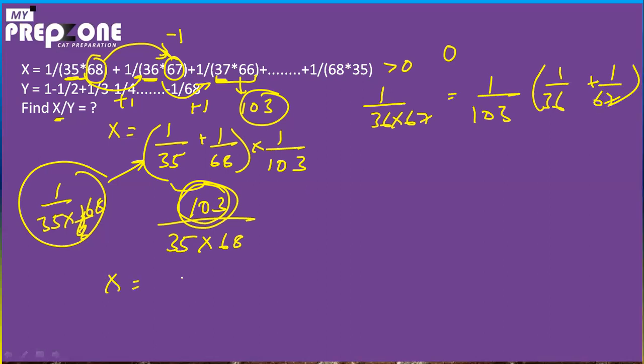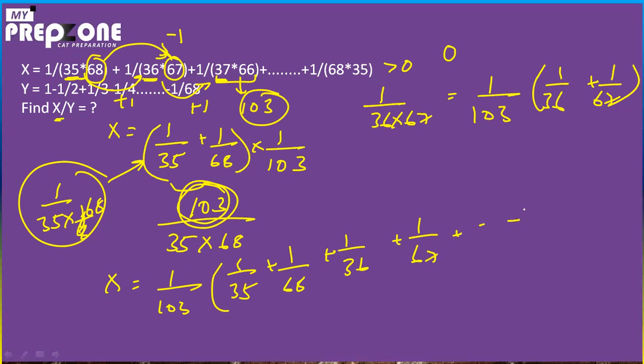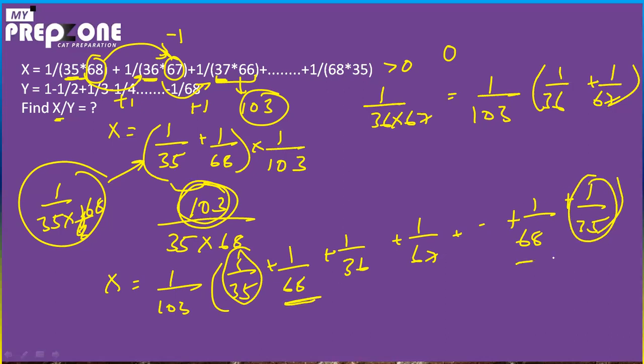And if you just write the expression, you can take 1 by 103 common. First term will be 1 by 35 plus 1 by 68. Second term would be 1 by 36 plus 1 by 67, and so on and so forth. And my last term would be 1 by 68 plus 1 by 35. Right. Now, another interesting observation is the first term becomes the last term, which means every single term would be coming twice, right?